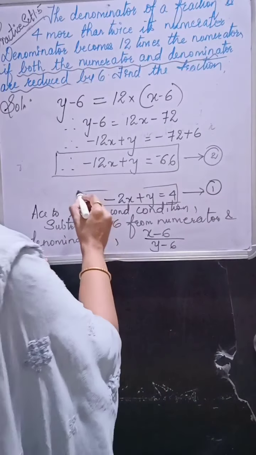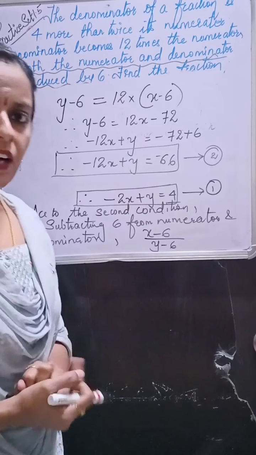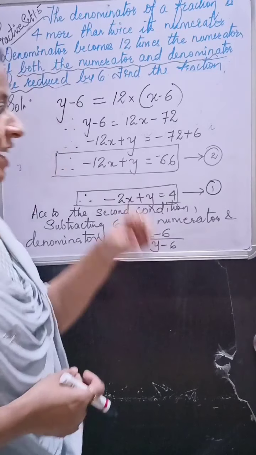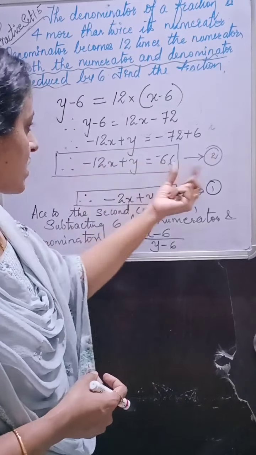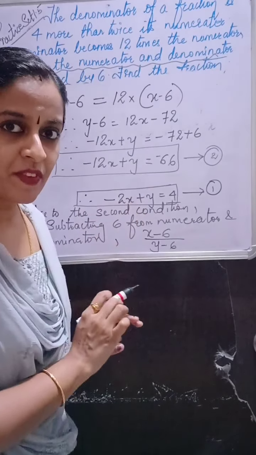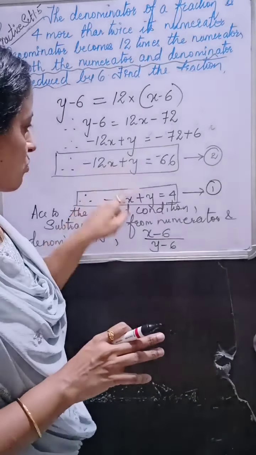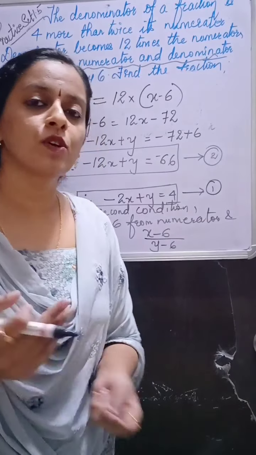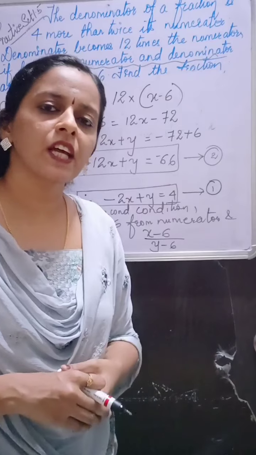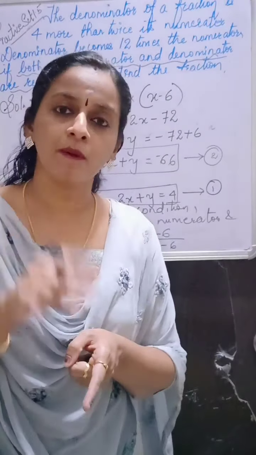Equation number 1 we already got, and equation number 2. So here you can see the first equation is minus 2x plus y is equal to 4. Second equation is minus 12x plus y is equal to minus 66. You can see plus y and plus y, so no need to multiply by any number, right? So what will we do? We will go for subtracting equation 2 and 1, or 1 and 2. Subtracting equation 1 and 2, we will be able to solve it. So you subtract, pause the video, subtract and then check from me.